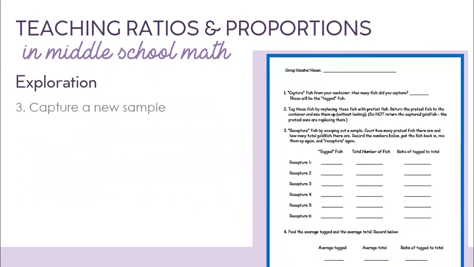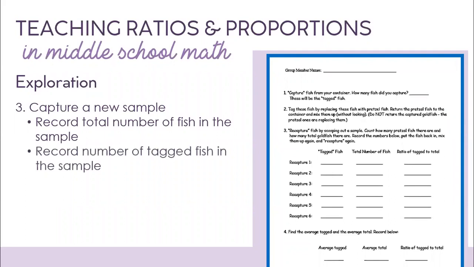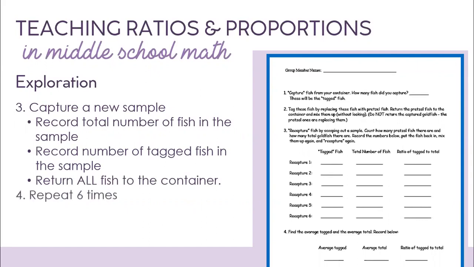Their next step is to capture a new sample. And on the recording sheet, record both the total number of fish in their sample, so 10 fish, and the number of tagged fish in the sample, maybe 3. And then they return all of those fish into the container. So they record those numbers on the sheet and then put all the fish back. And then they repeat that process maybe 6 or so times. We had 40-minute math periods, so that's what worked for us. If you have longer math periods, you might be able to do more than 6.